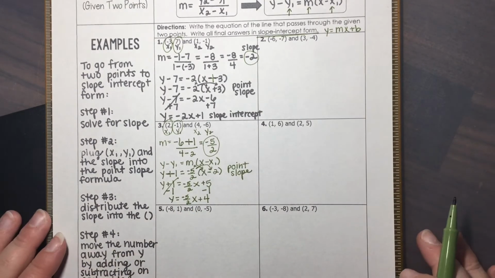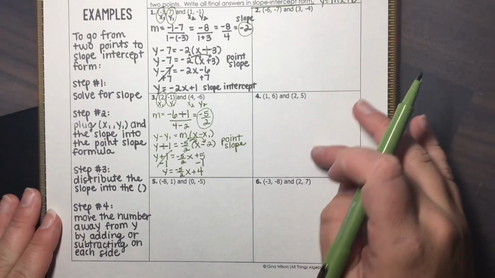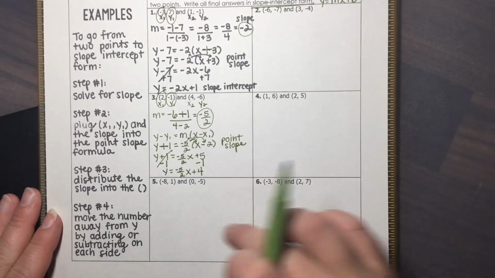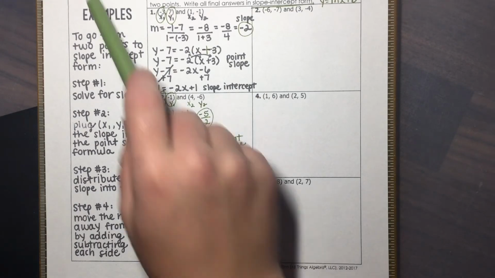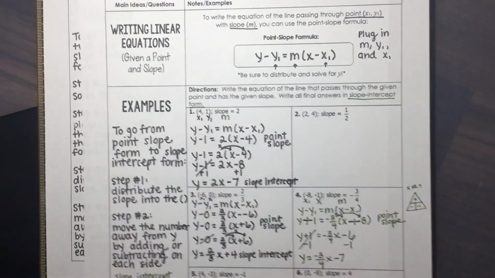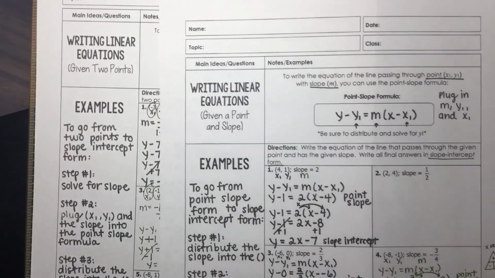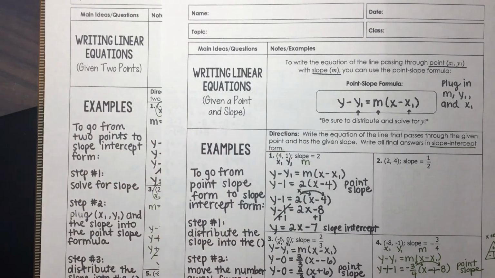All right. So go ahead and work on 2, 4, 5, and 6. And then you also have the next page in your journal of the practice problems. All right. So as writing linear equations, given 2 points and also given a point and a slope. So those are both of those different notes there. You got to use the information given to be successful on this. Okay.